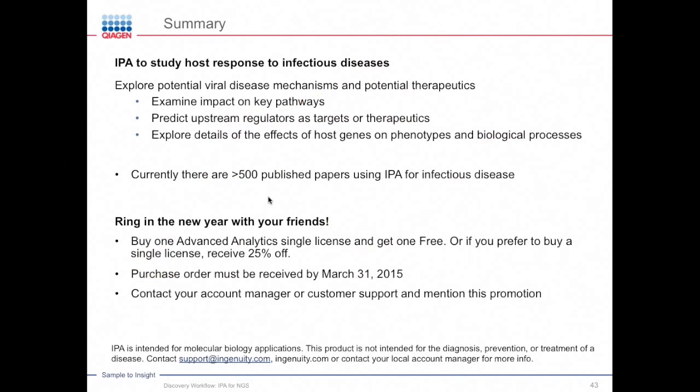Okay, so I am going to stop and just summarize by saying that I hope you found that IPA is useful to study host response to infectious disease. It allows us to explore the viral disease mechanisms and even potentially find therapeutics, look at pathways, upstream regulators. They can be targets. They can be therapeutics themselves. You can really understand at a molecular level hypotheses around host genes and how they respond to the viral infection. In fact, there are 500 papers more that use IPA for infectious disease.